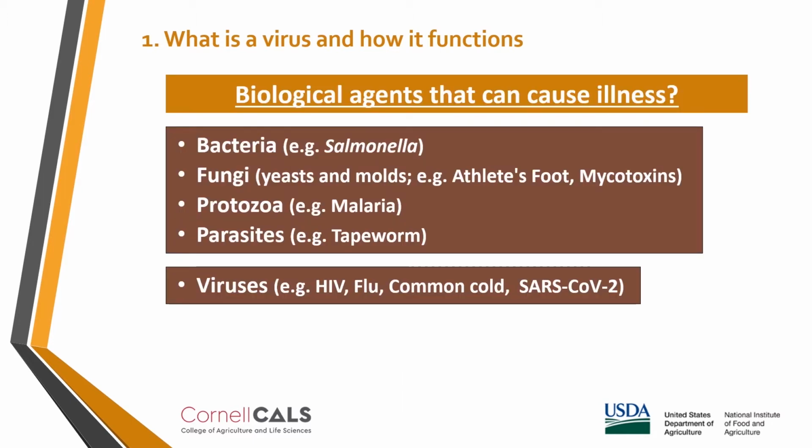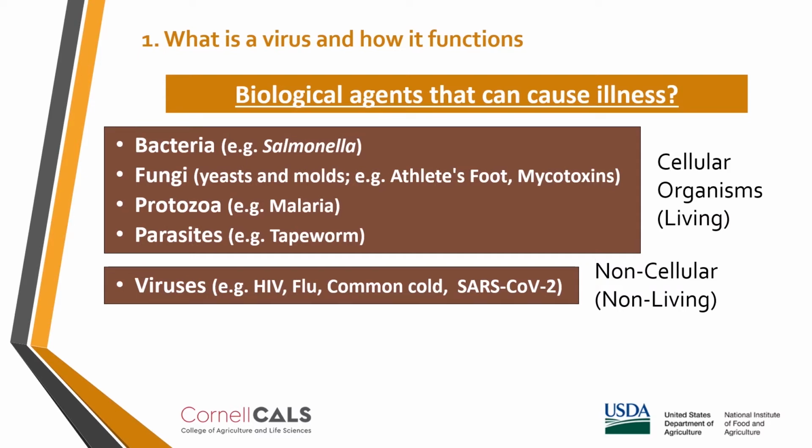If you look into all of the biological agents that can cause illness, you will find 5 major groups: bacteria like Salmonella, fungi that include yeasts and molds, protozoa, parasites, and finally viruses. For example, HIV, flu, common cold, and SARS-CoV-2. Now you probably notice that the viruses are separated from the rest.